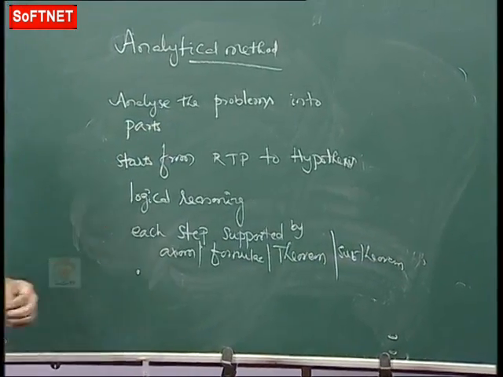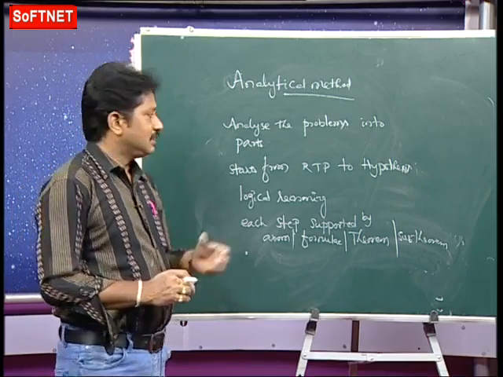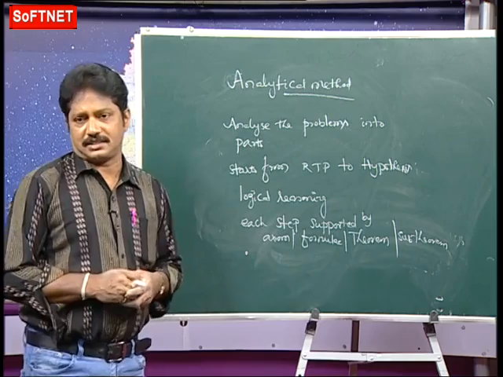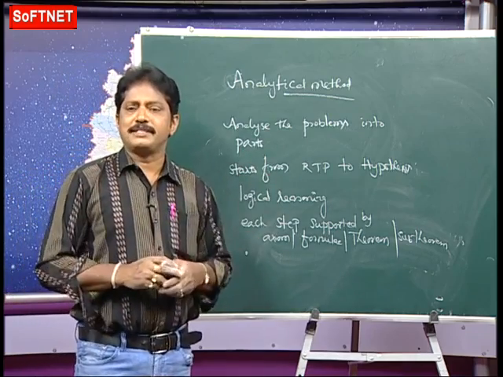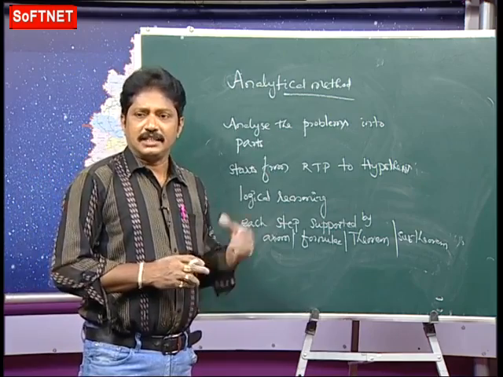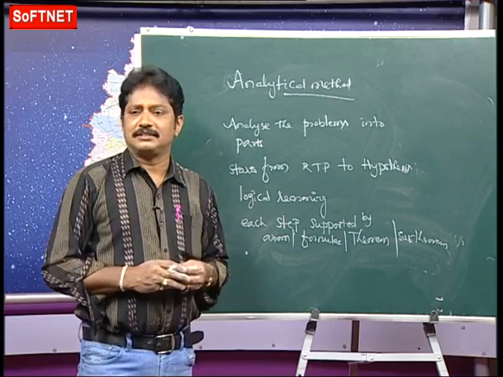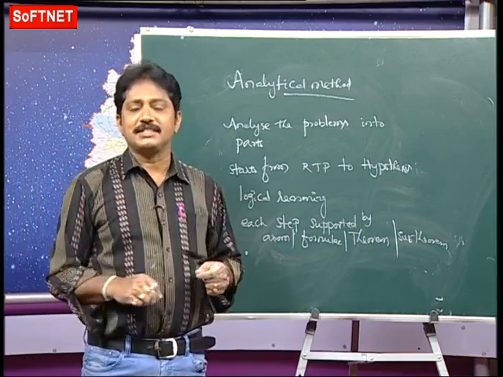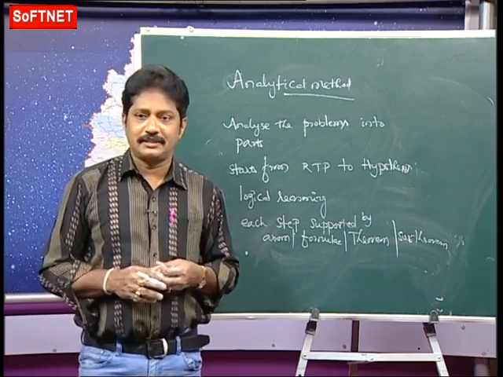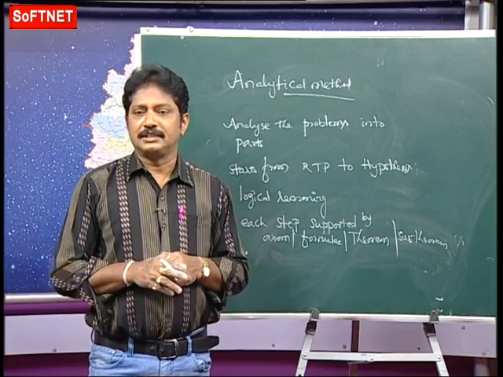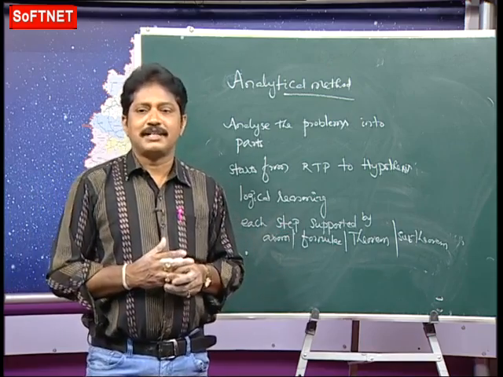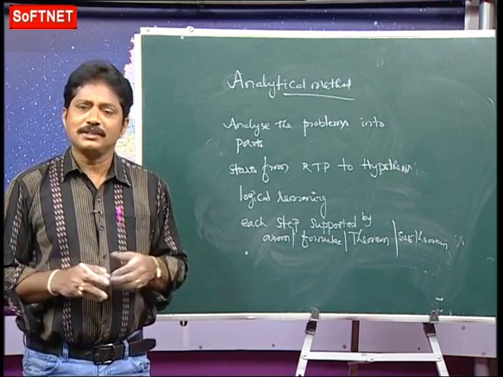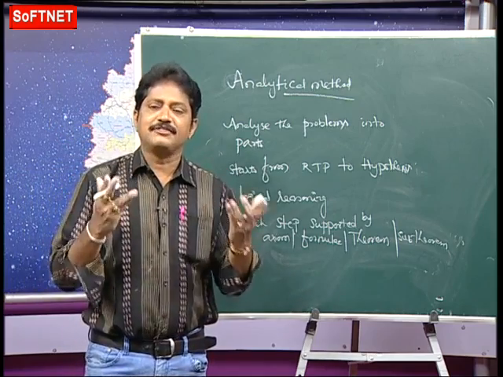Once again I will recall all these things here. It analyzes a problem into parts. It starts from required to prove to hypothesis, and there is a good possibility of logical reasoning, and each step in the solution is supported by an axiom. You know what an axiom is? An axiom is a self-evident fact which does not require any kind of proof and explanation. That is called an axiom, clear. When two parallel lines are intersected by a transversal, the corresponding angles are equal, it is an axiom. So, no need of proving that statement, it is a self-evident fact.